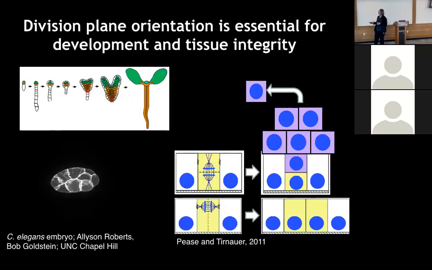Division plane orientation is critical for plant development, but also bacterial and animal cell development. I want to give you one case where division plane orientation could give us some insight into metastasis in human cancers. Metastasis causes about 90% of cancer deaths, but the very first steps that lead to metastasis in humans are not that well understood.